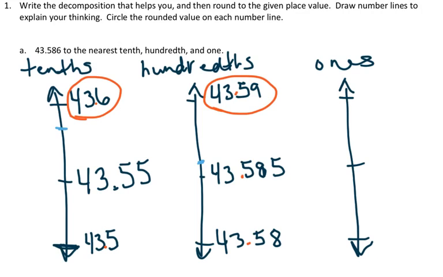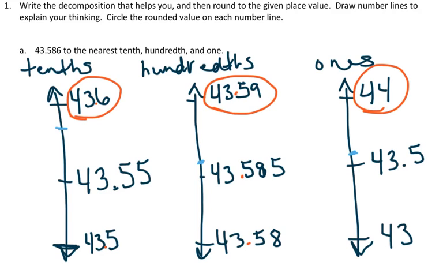Okay, so we're going to do the same thing with 1. And I know it's going to be between 43 and 44 in the ones place. And halfway in between would be 43 and 5 tenths. And I'm looking at my number, and I know that 43 and 586 thousandths is going to be a little bit above that, which means we're rounding to 44 ones.